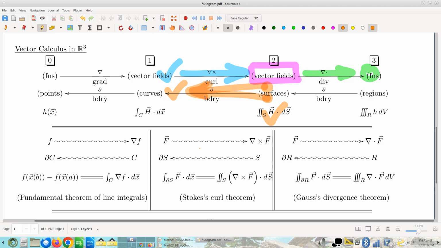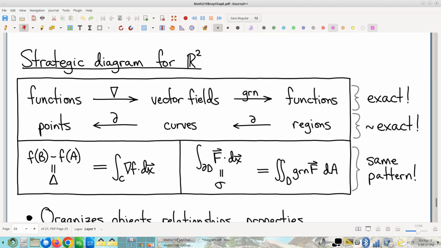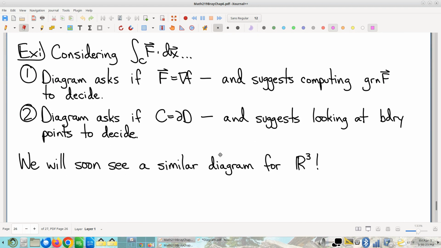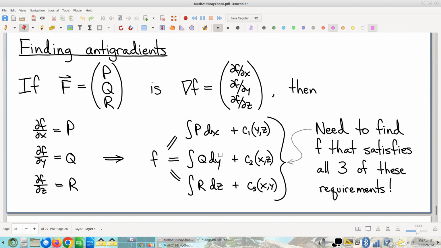Okay, so I really hope this is useful, and we'll be referring back to this as we go on through the course. Okay, so that's all this stuff. Let's talk about how to find antigradients.